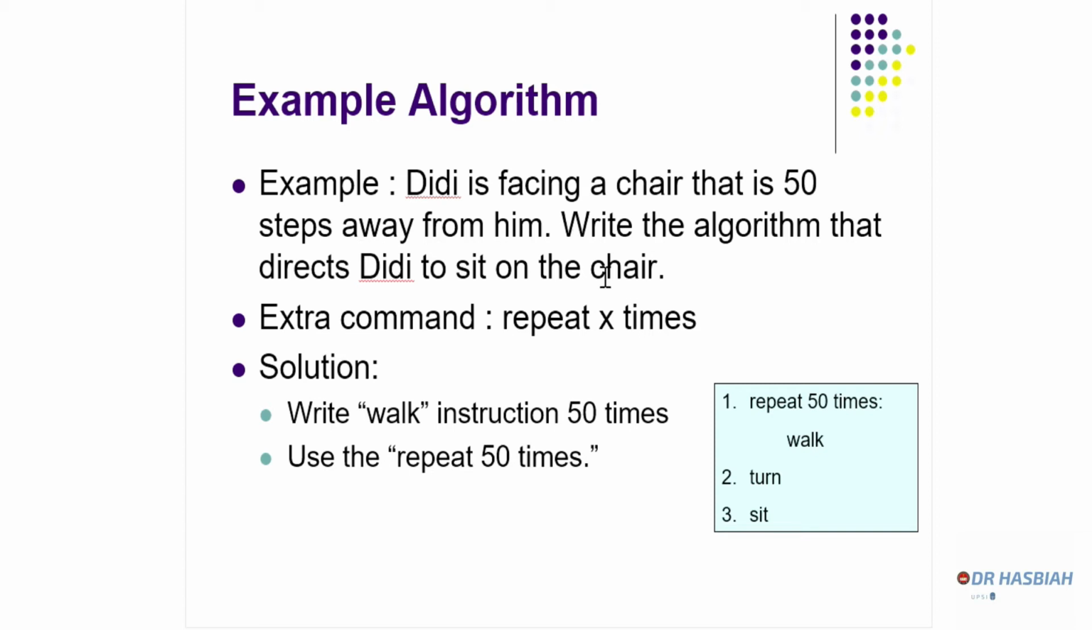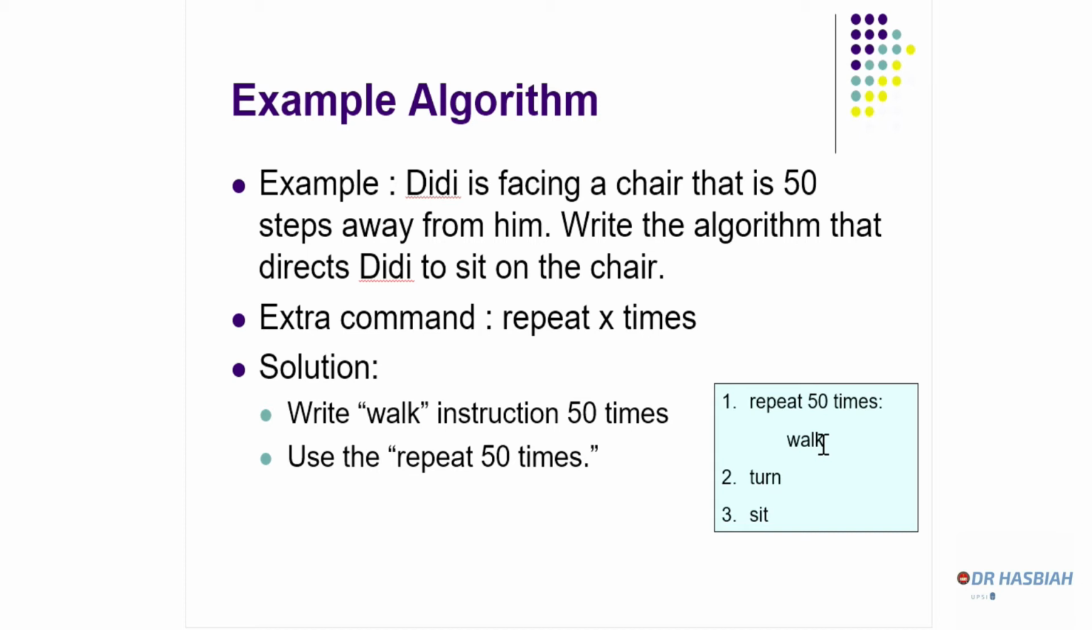So DD has to repeat 50 times. Walk 50 times, and then turn, and then sit. Okay, so this is the repetition. DD has to repeat walking 50 times, and then turn, and then sit. Then DD will sit on the chair.